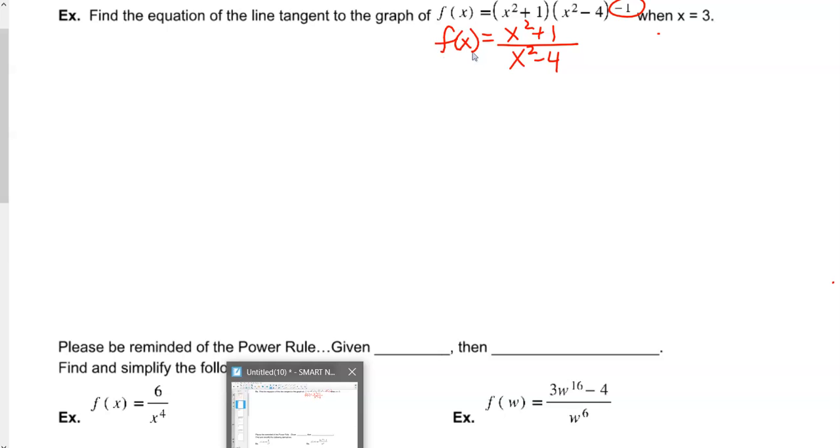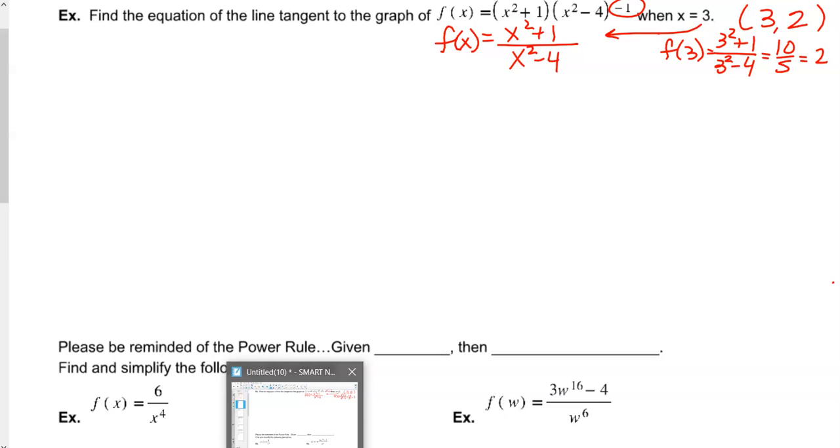In order to write the equation, remember, I need a point. I need 3 comma something, and how do I find that something? Well, here is the y value in disguise for that function, so that means I'm going to have to plug 3 in there to figure out what f of 3 is, and that will give me my y value. So let's go 3 squared plus 1, all over 3 squared minus 4. Well, 3 squared plus 1 is 10, all over, this is a 9 minus 4, which is a 5. Therefore, I get a point now of 3, 2. That's the point I'm going to use for my equation.